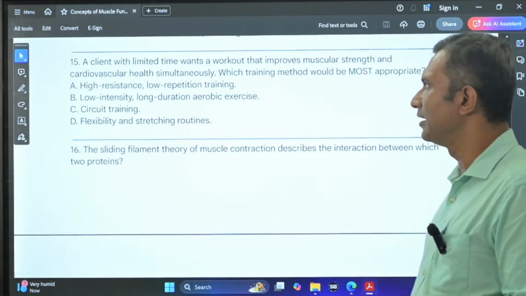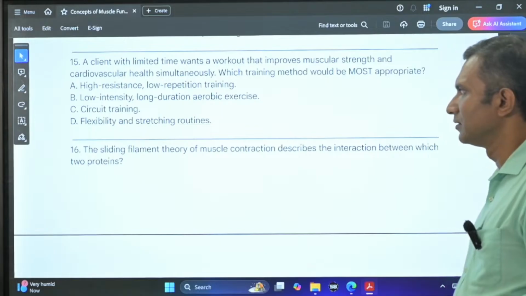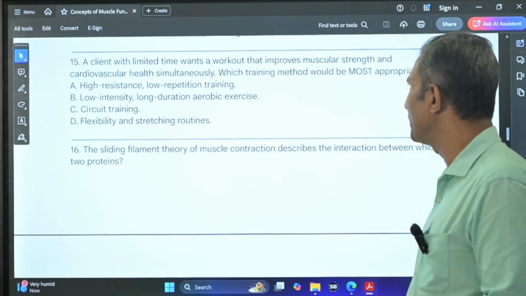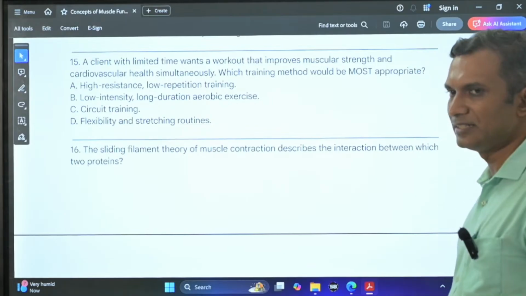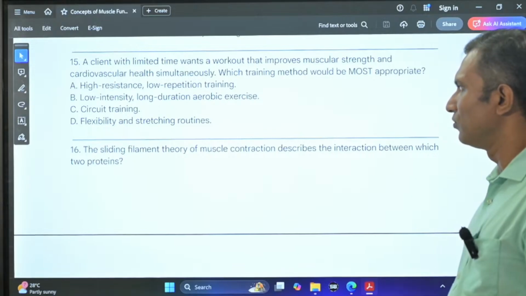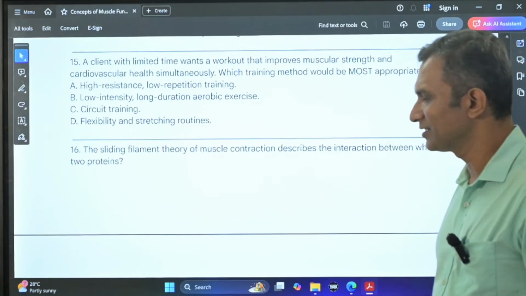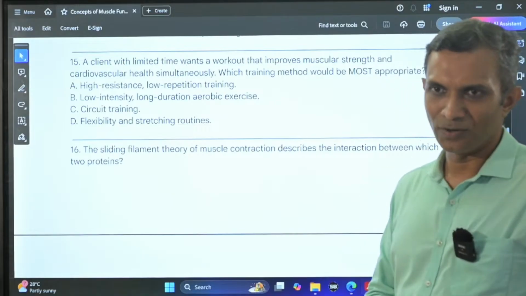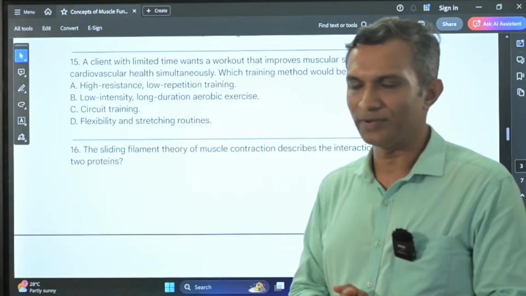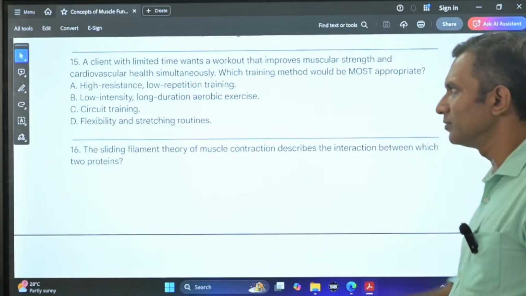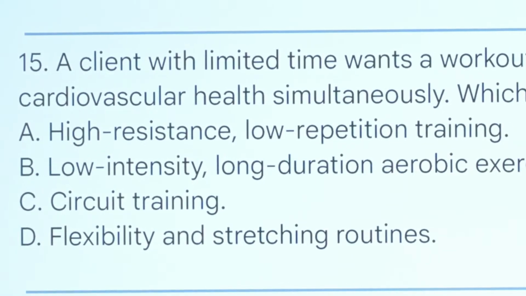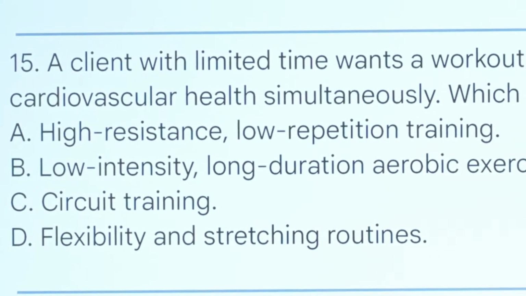A, high resistance, low repetition training. B, low intensity, long duration aerobic exercise. C, circuit training. D, flexibility and stretching routines. This is also a slightly advanced level clinical judgment sort of question. So our team will zoom it for you. Select the best possible option from this A, B, C, and D.